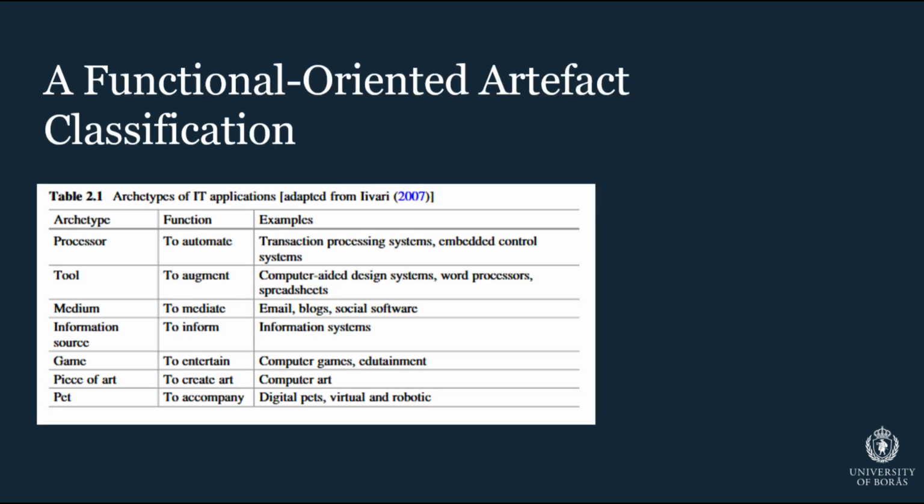Another method of classifying artifacts is by their function. Here is a suggestion for categorizing IT application instantiations into 7 archetypes based on the roles they serve for their users. Since the archetypes are ideal types, a single IT application can fall under multiple archetypes. For instance, an email system is primarily designed to mediate communication, but it can also be used as a personal information storage, thereby functioning as an information source.